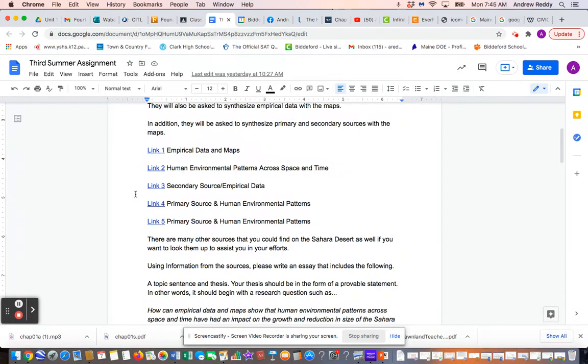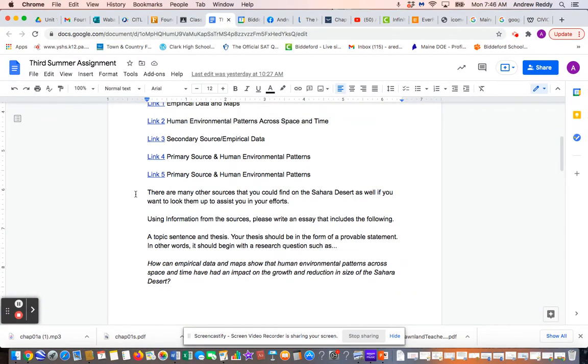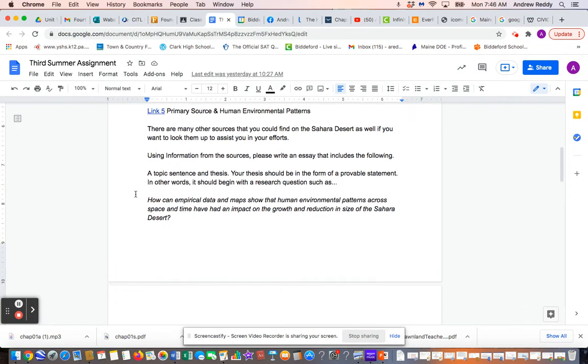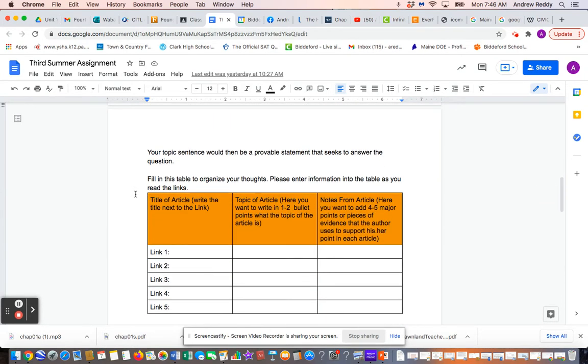Using the information from the sources, please write an essay that includes the following: a topic sentence and thesis. Your thesis should be in the form of a provable statement. In other words, it should begin with a research question such as, and you are certainly welcome to use this question, how can empirical data and maps show that human environmental patterns across space and time have had an impact on the growth and reduction in size of the Sahara Desert? Your topic sentence would then be a provable statement that seeks to answer the question.